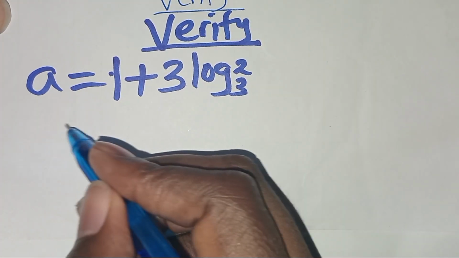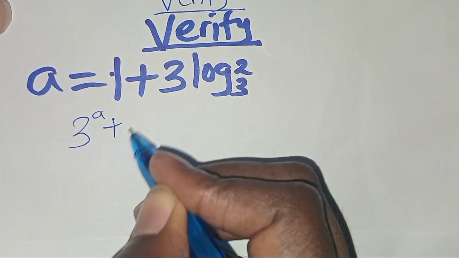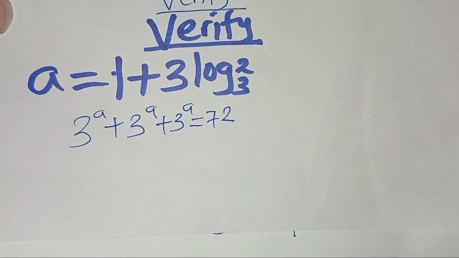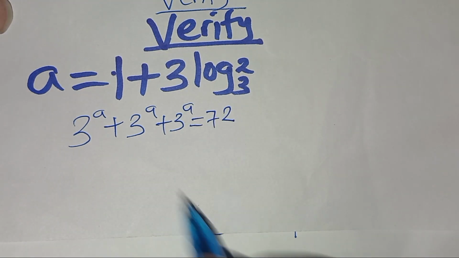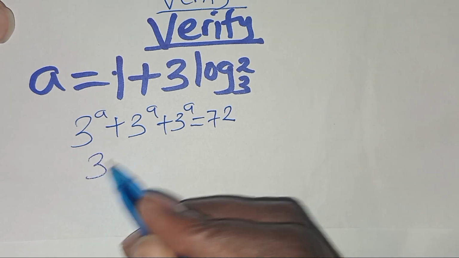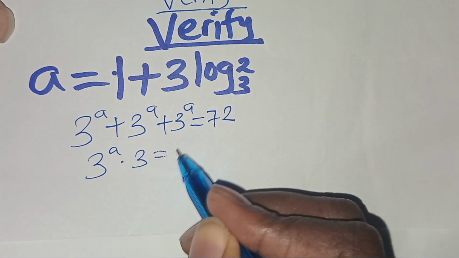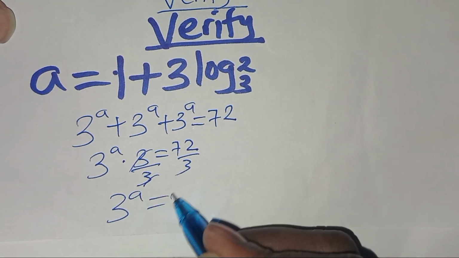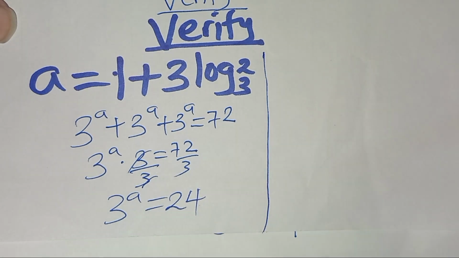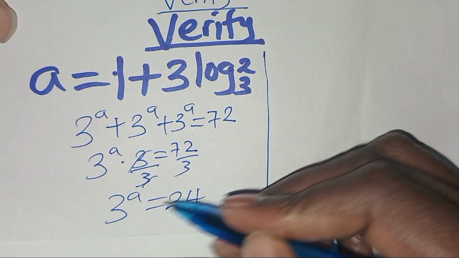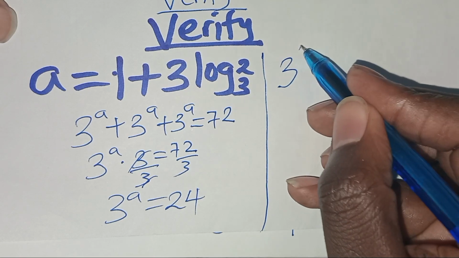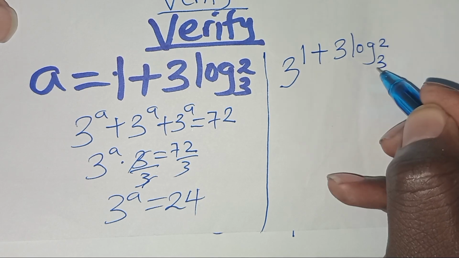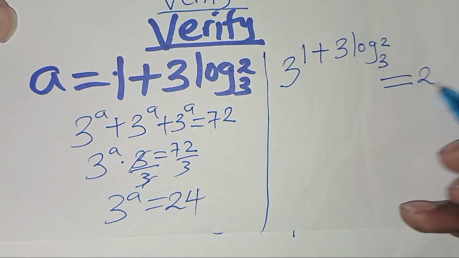Now if you recall, we have that 3 to power a plus 3 to power a plus 3 to power a should give us a value of 72. Okay, so we simplify this further to 3 to power a multiplied by 3, this is equal to 72. So we simplify this to 3 to power a, this is equal to 24. So from here, let's substitute the value of a, so that we'll have 3 to power a, which is 1 plus 3 log 2 to base 3. Actually, this should give us a value of 24.